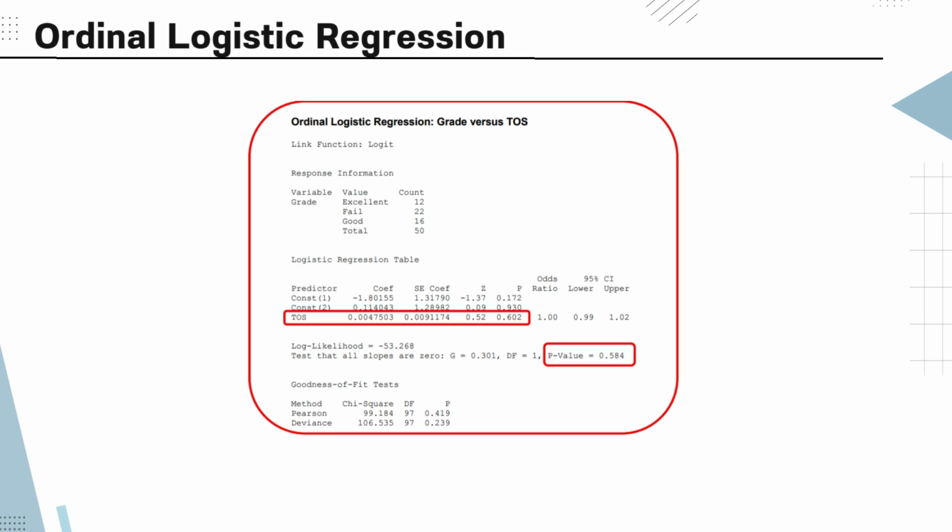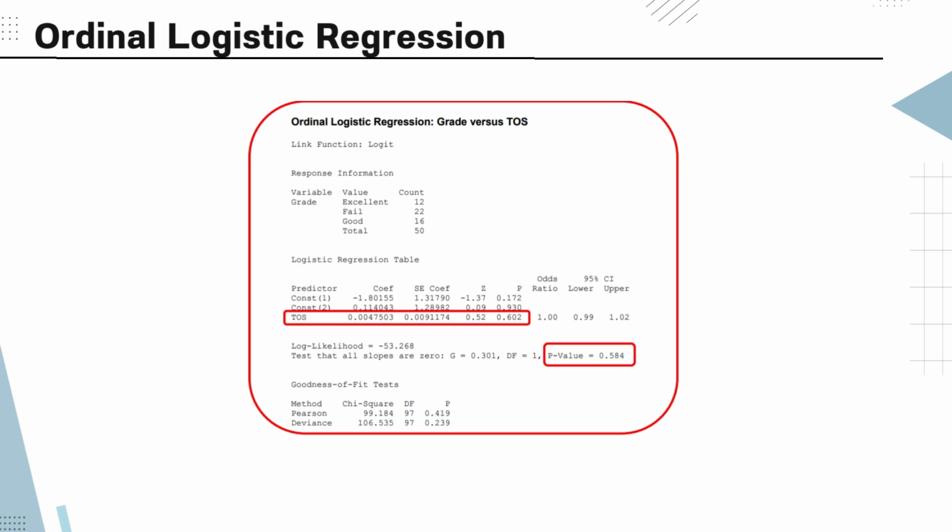3. Check the individual predictor, TOS. In the regression table, we also look at the row for TOS. Coefficient 0.0047503. P-value 0.602. Again, this is much higher than 0.05. This confirms that TOS is not a statistically significant predictor of the grade. 4. What does this mean? The odds ratio is 1.00, indicating no change in odds for a unit change in TOS. This tells us that tenure doesn't help us distinguish between someone being in the excellent, good, or fail category.